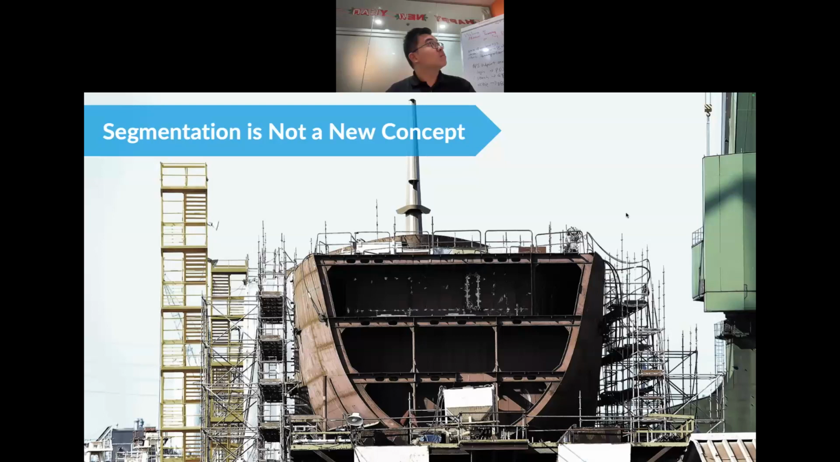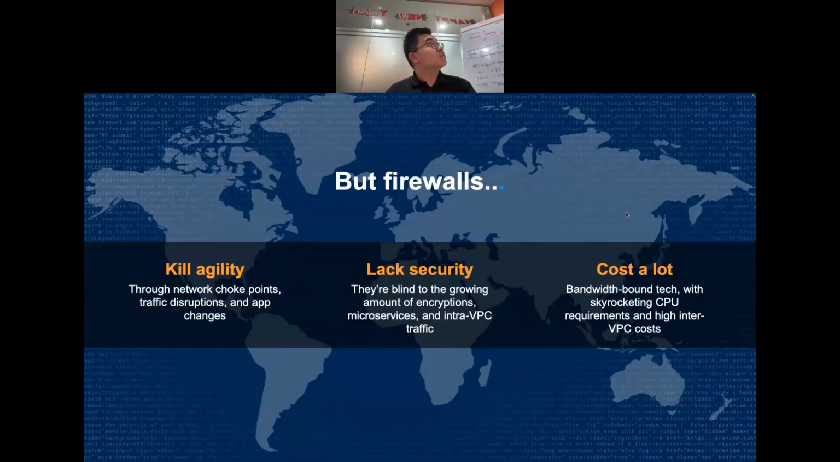Yeah, this is doable. Technically, it's doable, but practically, in the long run, imagine the customer has a lot of networks. Maybe there are a lot of servers. Some customers may have 10,000 servers, 100,000 servers. How do you want to use the traditional way to do the segmentation? So that's why you see the traditional way kills agility, because it may introduce traffic disruption and network choke points. It will slow everything down.